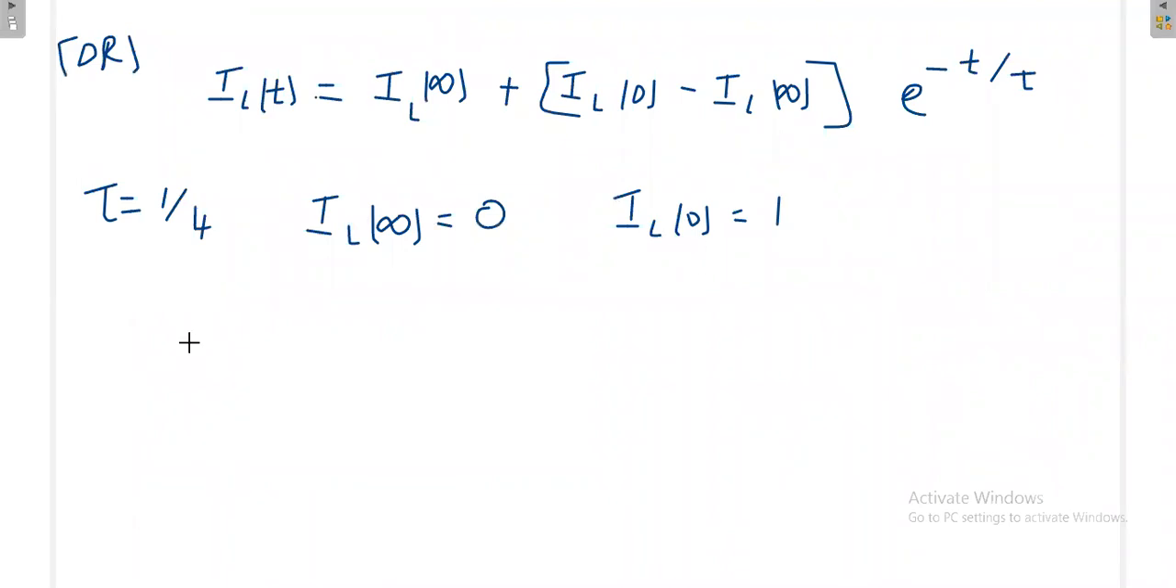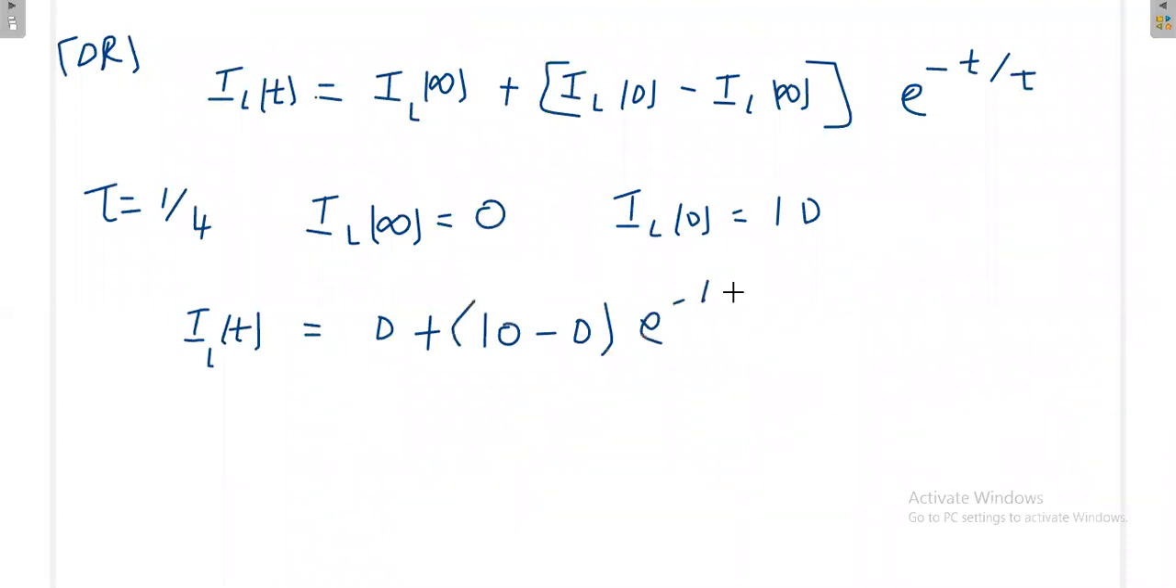Then you just substitute here. Then IL of t is equal to 0 plus (10 minus 0) e power minus 4t, that is the same as 10 e power minus 4t. Okay, this is the final answer. So with this I will stop.